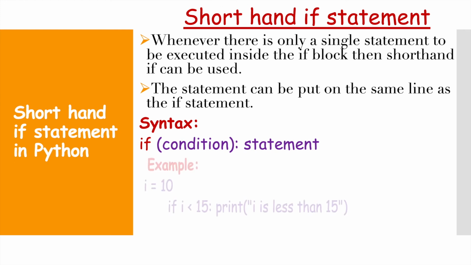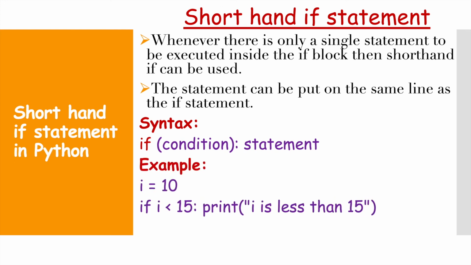So here is an example. i is equal to 10, and if your i is less than 15, you put a colon and you give the statement that you want to be executed. That is, if your i is less than 15, you have to print i is less than 15. So you're going to get the output i is less than 15 because this expression has evaluated to true.